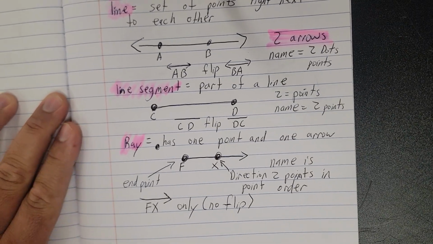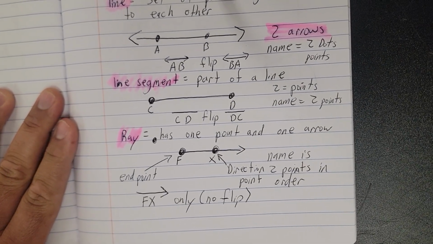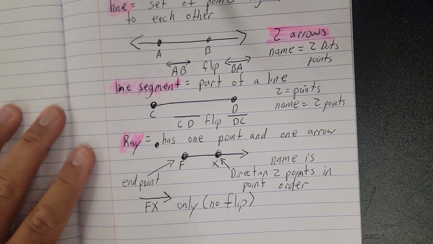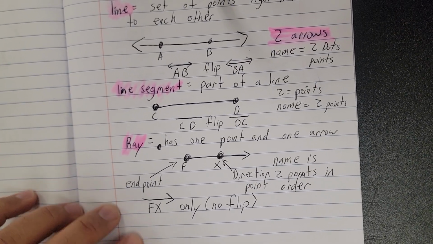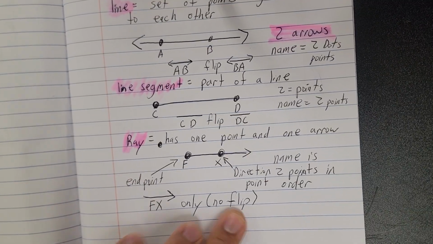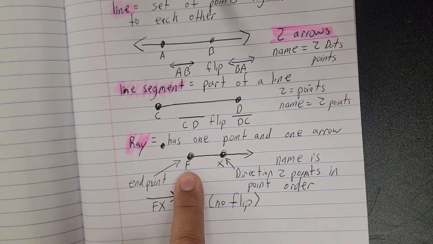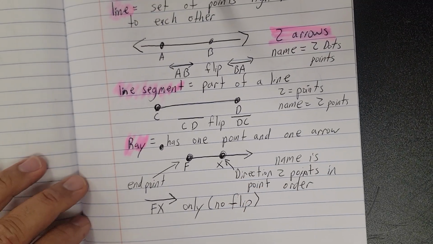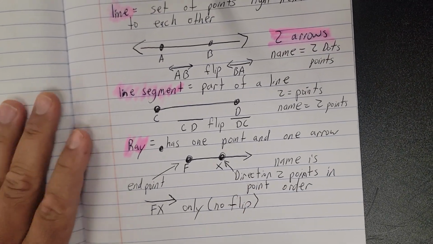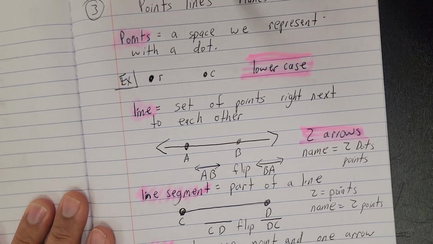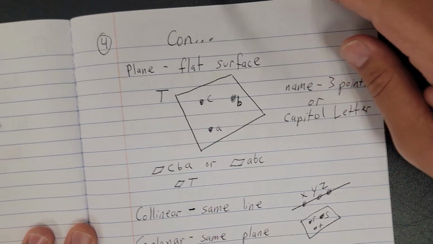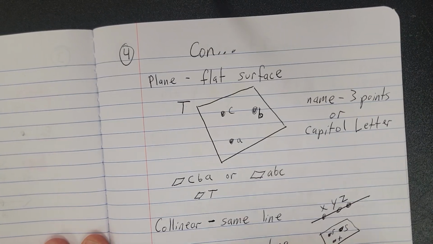Then we have a ray. Okay. Ray has 1 point and 1 arrow. FX only, no flip, which means you have to start at the starting point, then your end point, and go in the direction. That's how you name it. So make sure all this is copied down. Push pause if you need to.